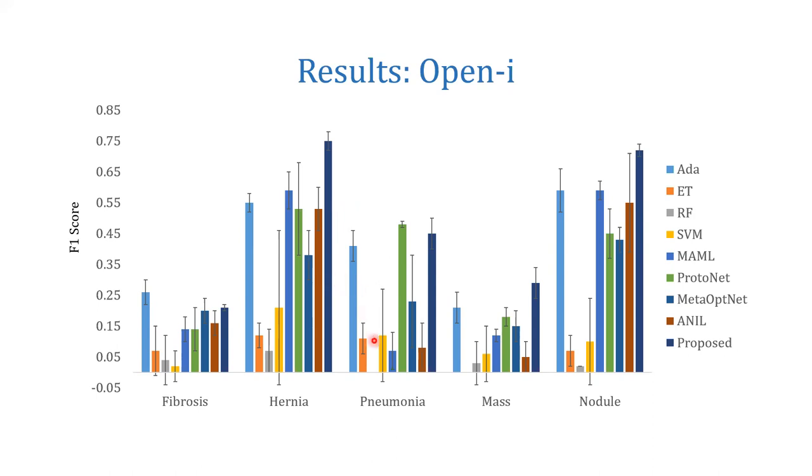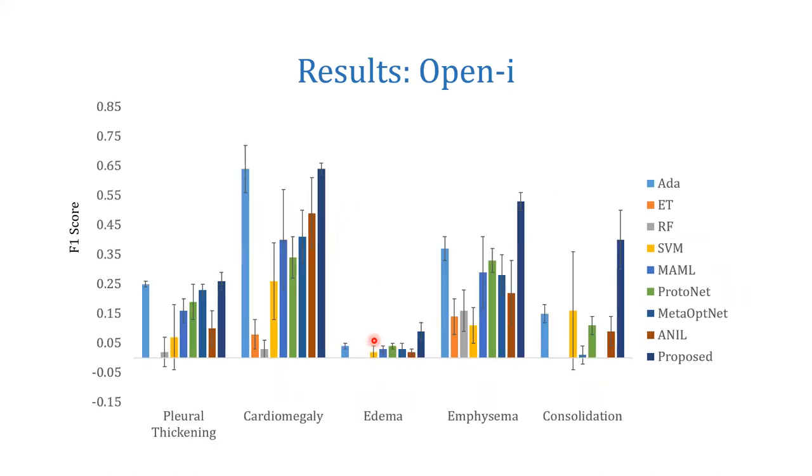So here are the results for five different diseases and conditions when they are treated as novel classes. Here we have results for five other diseases and conditions. The same trend about the superiority of our method can be seen here as well.